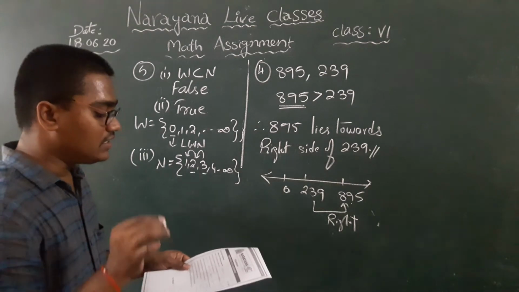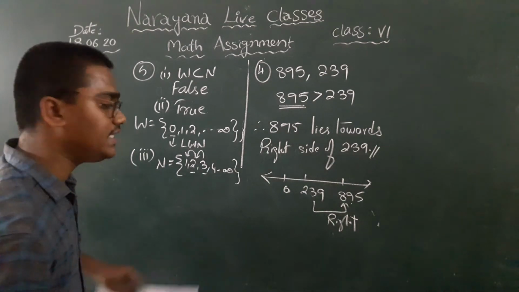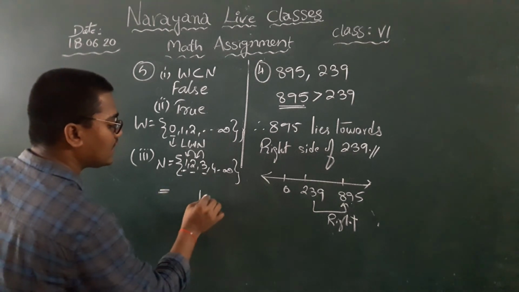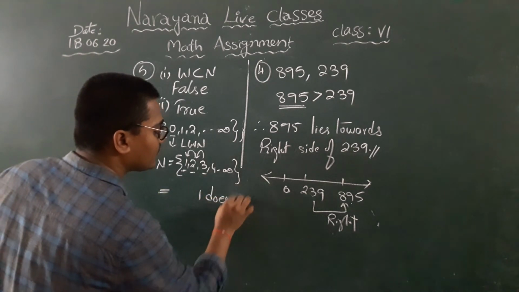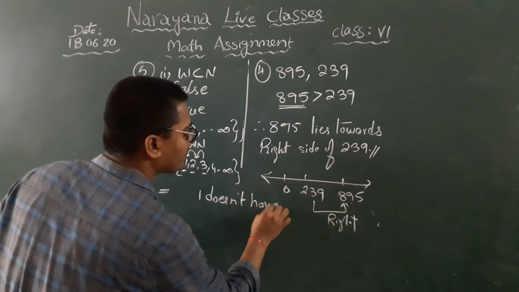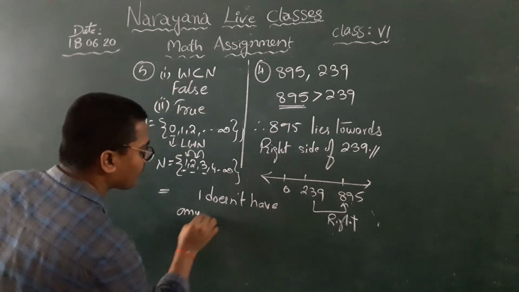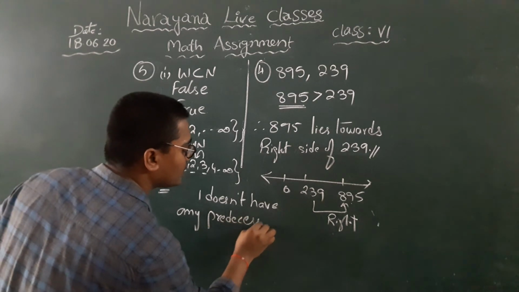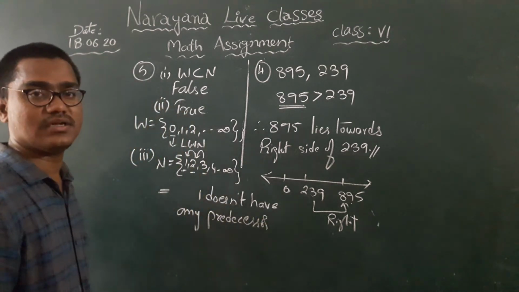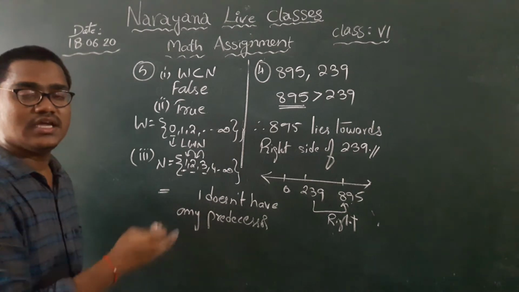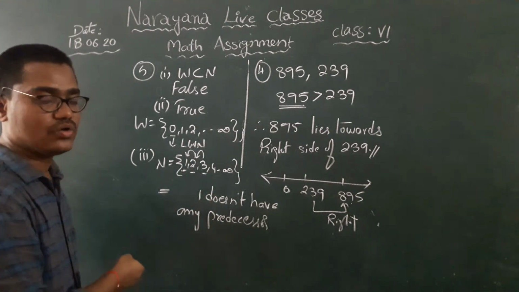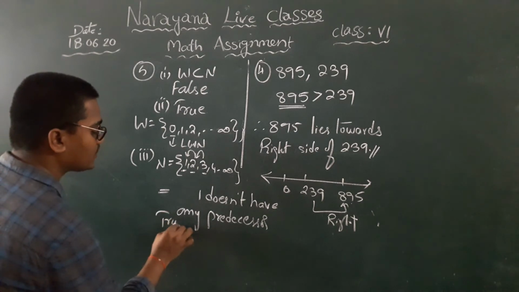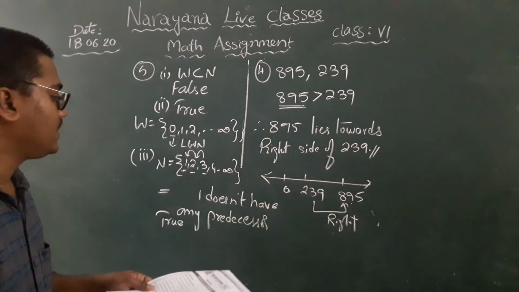Now they are asking, there is a natural number that has no predecessor. Yes, it is true, children. Why? Because 1 doesn't have any predecessor. Yes or no, children? Why? Because 1 is the least natural number and it doesn't have any number which is less than 1. So the statement for the third question is true.